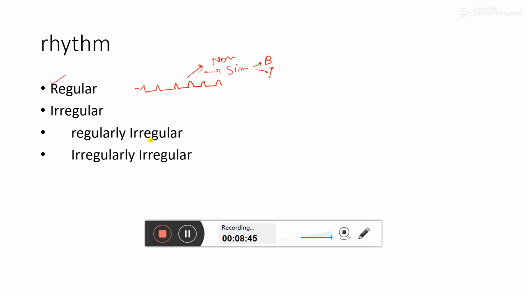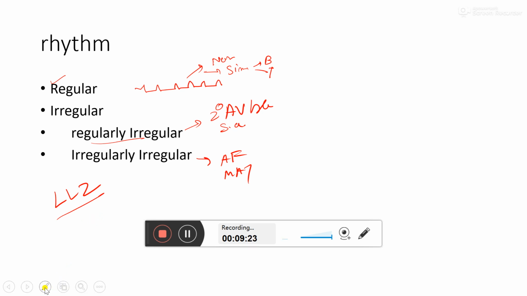Irregular is also of two types. It may be regularly irregular, like second degree AV block or sinus arrhythmia, or it may be irregularly irregular, like atrial fibrillation or MAT. We see the rhythm in the long lead 2, so rather than 12 leads, we take the long lead 2.